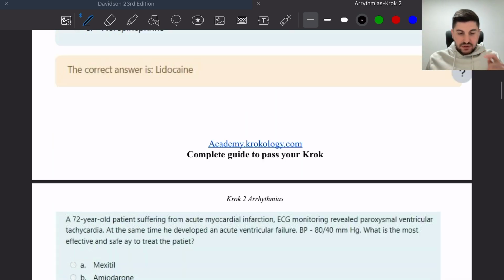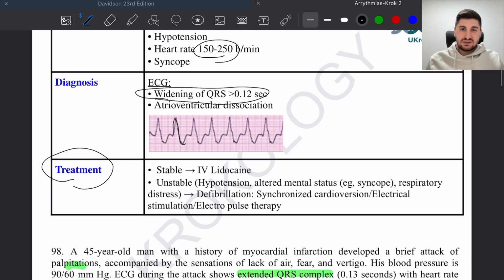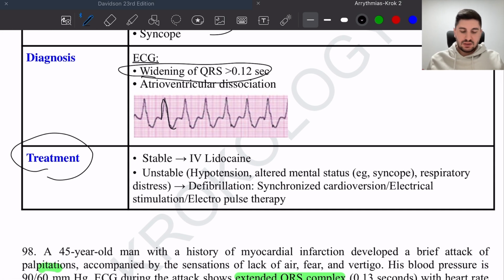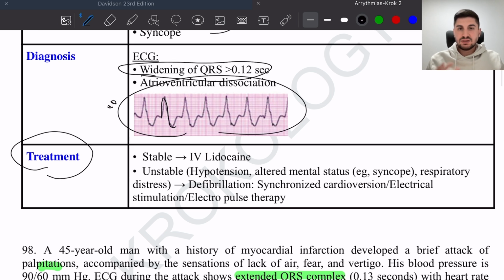Let's see now about the treatment, which is very important, and they bring it up a lot. If it's a stable patient, as we agreed, like in the ECG you see the pattern of paroxysmal ventricular tachycardia, but it's a stable patient, then you use lidocaine. In international books, you will see that they use amiodarone, but in Krok, they will choose lidocaine. So we follow what the Krok Center answers are.